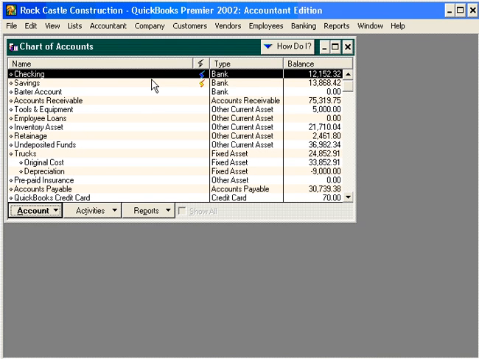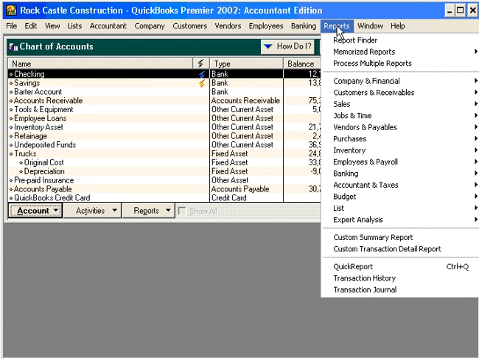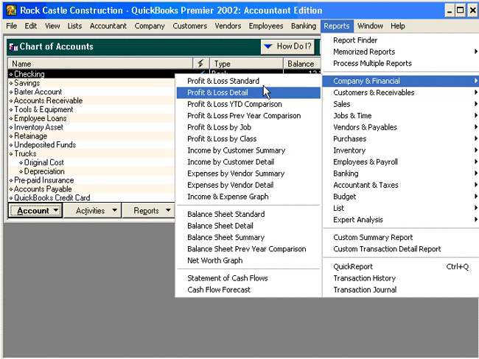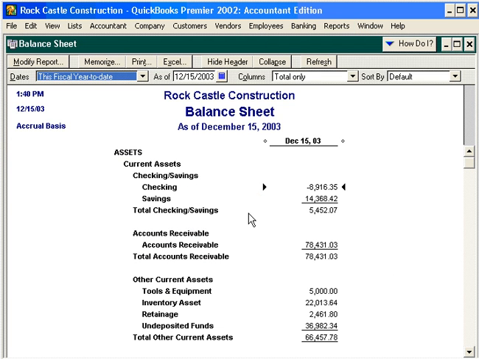Back here to the chart of accounts. Every line on the chart of accounts represents a line on our financial statements. Let's go over and look at a balance sheet. Here is our balance sheet. It shows our cash balance at $54.52.